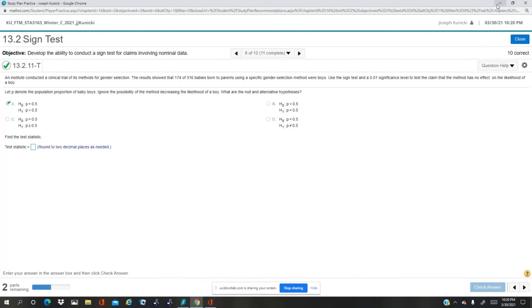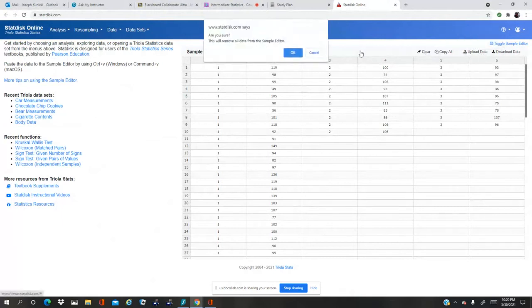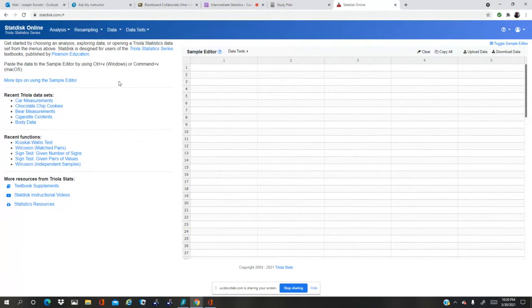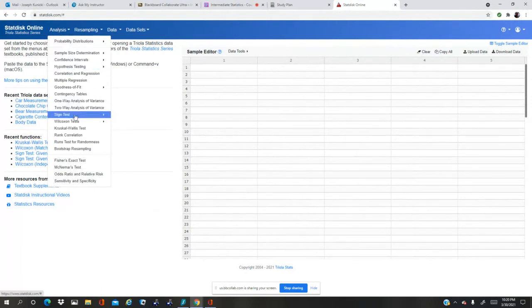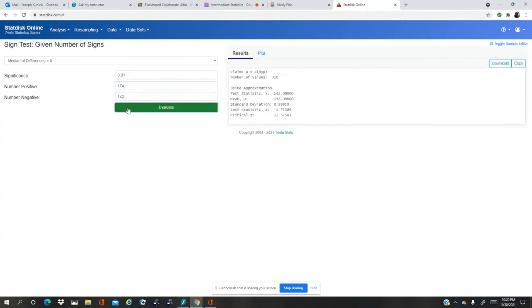StatDisk. So I will clear the data that's in there. And under Analysis, we want to do a sign test given the number of signs, because we don't have the raw data. So the first thing is that 0.01 is the level of significance. The number of positives, that'll be the boys, 174, girls 142, evaluate.